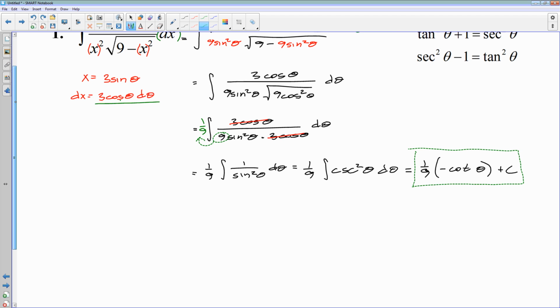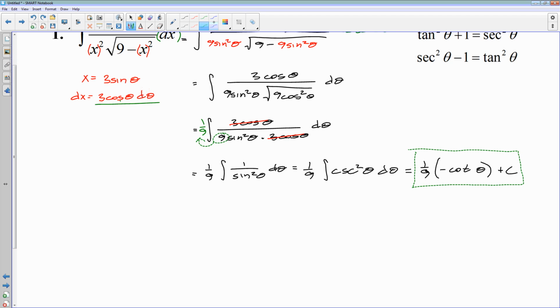I guess it's just because you're weird, because I'm definitely not weird. I'm anything but weird. Anyway, this is my equation that ties x to theta.